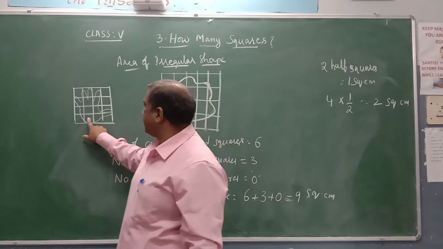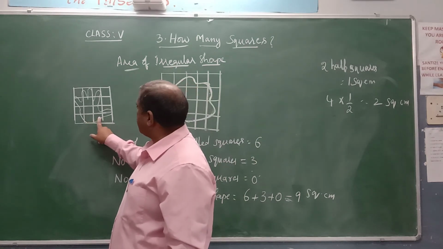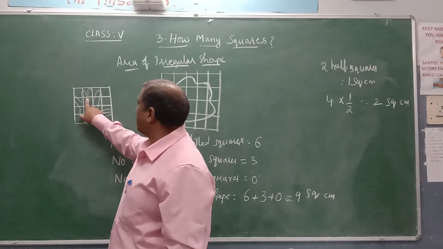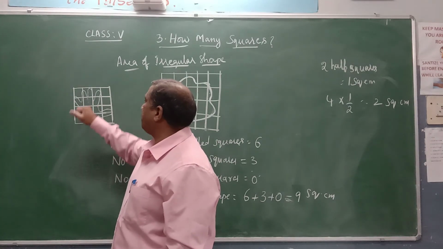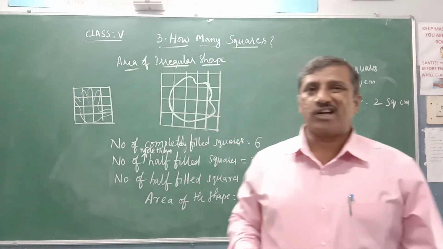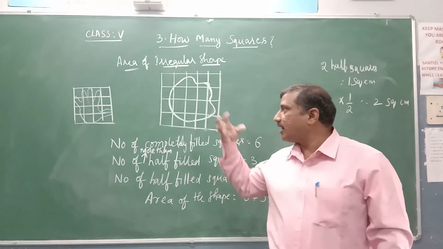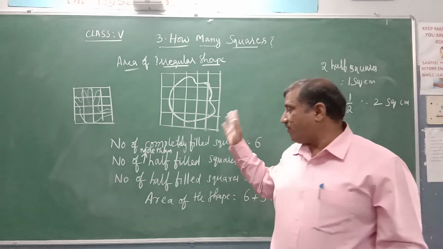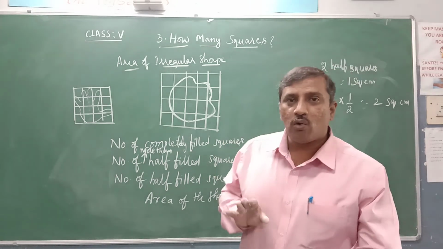You see, this is more than half filled, this is more than half filled, it is completely filled, and this is also almost completely filled. 2 completely filled squares are there, and you count how many more than half filled squares there are, and you count exactly half filled squares, and the rest you ignore. Find the area. Can you do that as your homework?